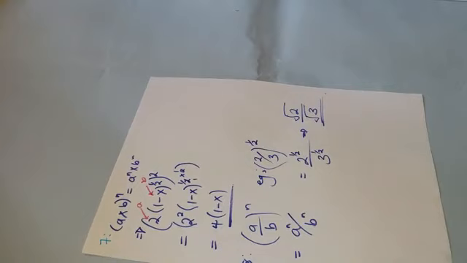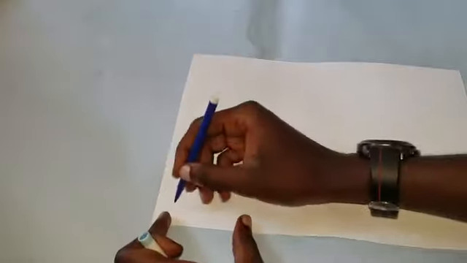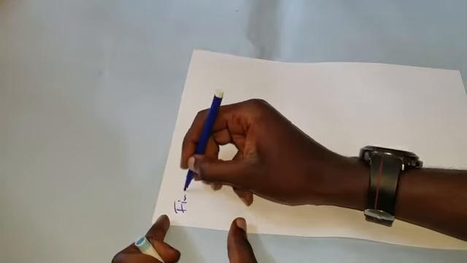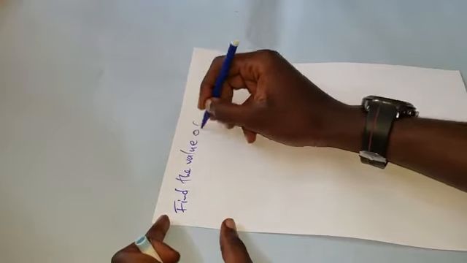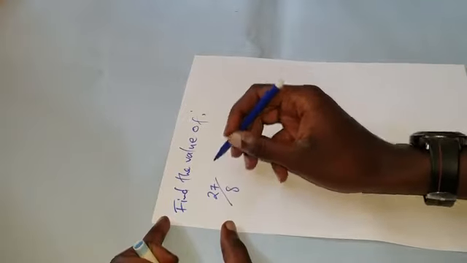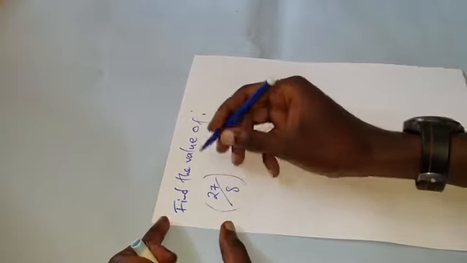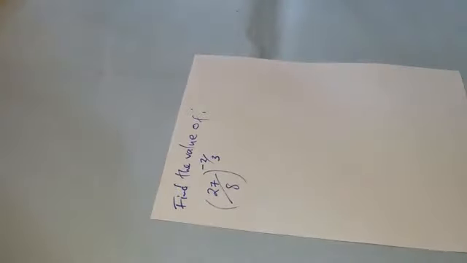And then lastly, under rules of indices, that's my 9th one. These are slightly irregular numbers. Say you are asked to find the value of a number like 27 over 8, with power negative 2 over 3. How do you go about such numbers?